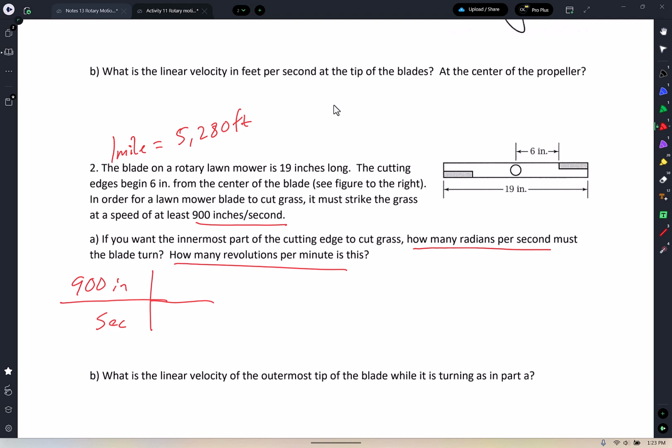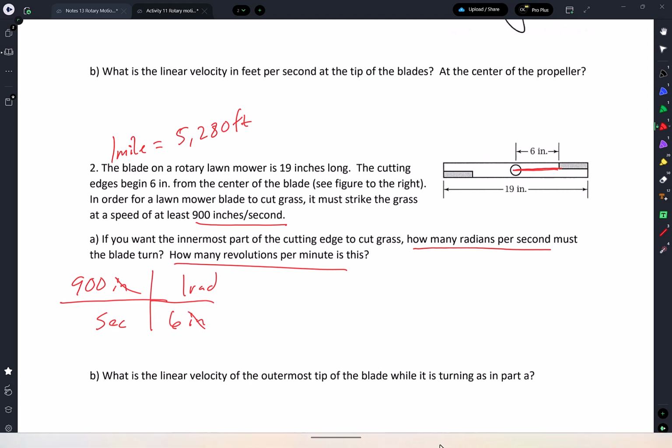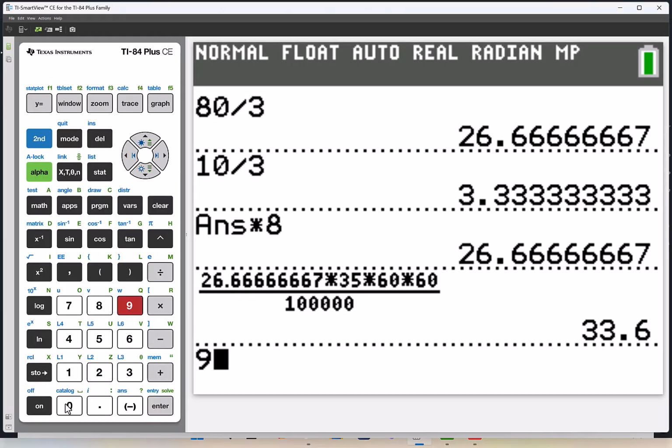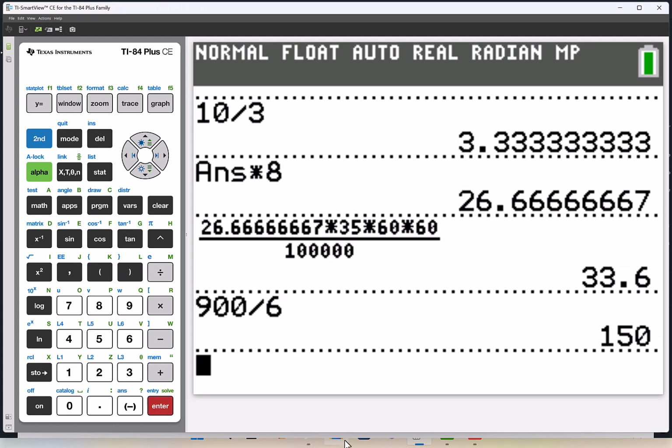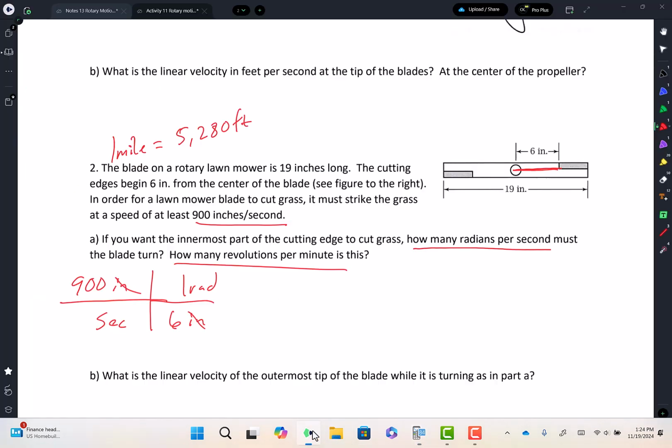All right. From there, how many inches in a radian? Because they want the innermost part to cut. So they're talking about this distance right here. So what is that distance? What is that radius, quote unquote? Yeah. So I'm gonna write 6 inches in the bottom. I'm about 1 radian in the top. So there it is. This is in inches per second. That's what they wanted, right? Inches per second. So I'm gonna go 900 divided by 6. 900 divided by 6. Enter. And there it is, 150. So I'm gonna type 150 radians per second. So there's one answer.